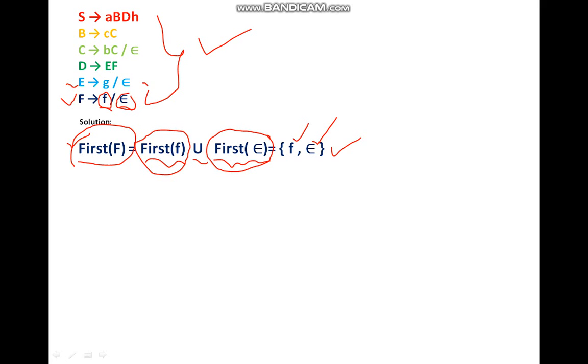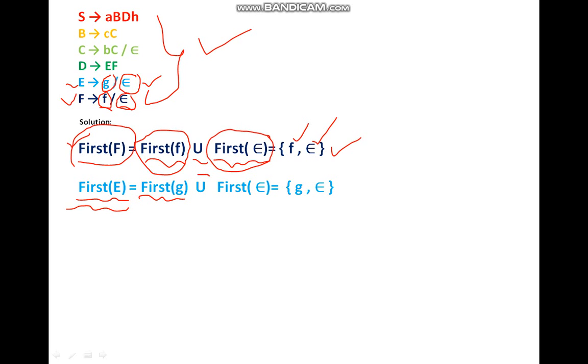Okay, now we will calculate first of E, this one E. So how to calculate? Look here. First of E, in the same way we have two terms here, the string small g and epsilon. So first of E would be first of small g union first of epsilon. Definitely in this string small g is itself the first terminal, and in the null string epsilon would be added directly, so the result would be small g and epsilon. So this is first of E.